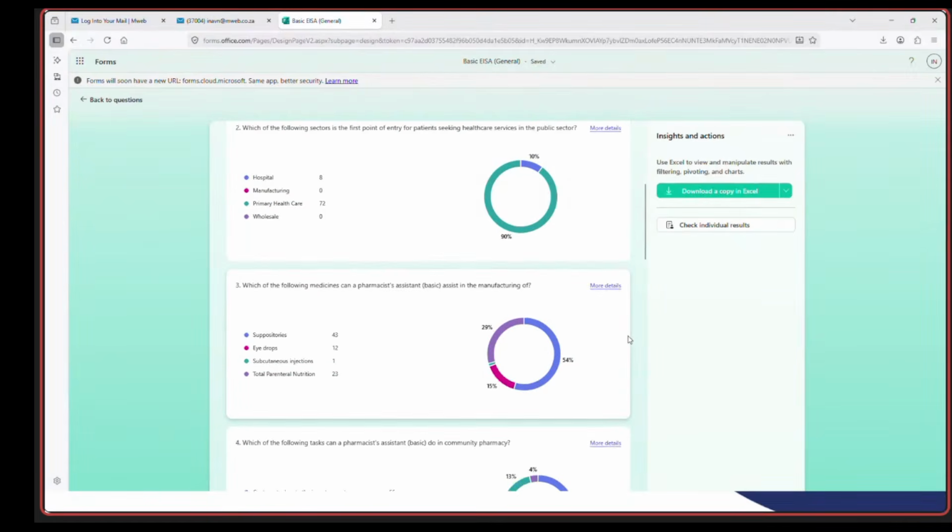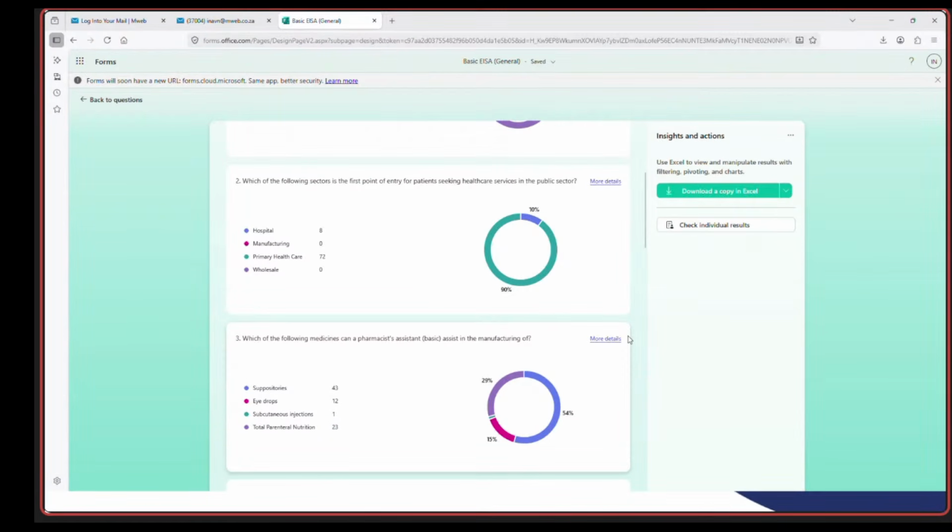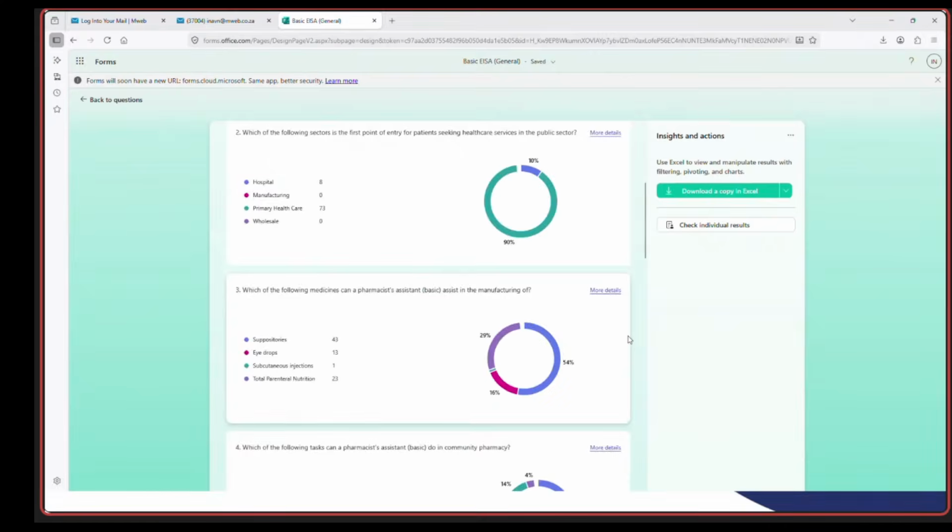If we look at question 2, which of the following sectors is the first point of entry for patients seeking healthcare services in the public sector? So you must know your different sectors. You have the public and also the private sector. And then the first entry, you will see, is your primary care. Hospital care is when you refer a patient to the hospital, and the first entry there will only be in emergency situations. So the correct answer there is your primary health care.